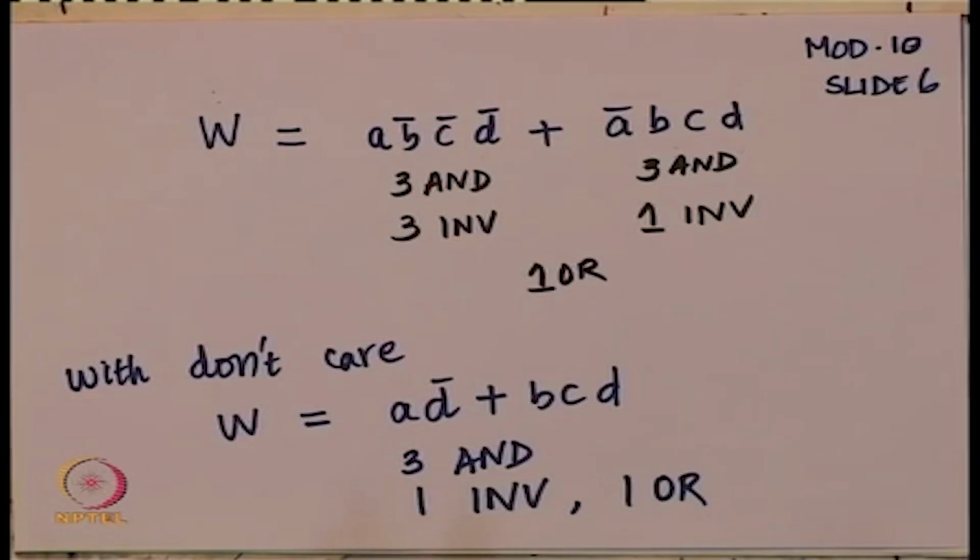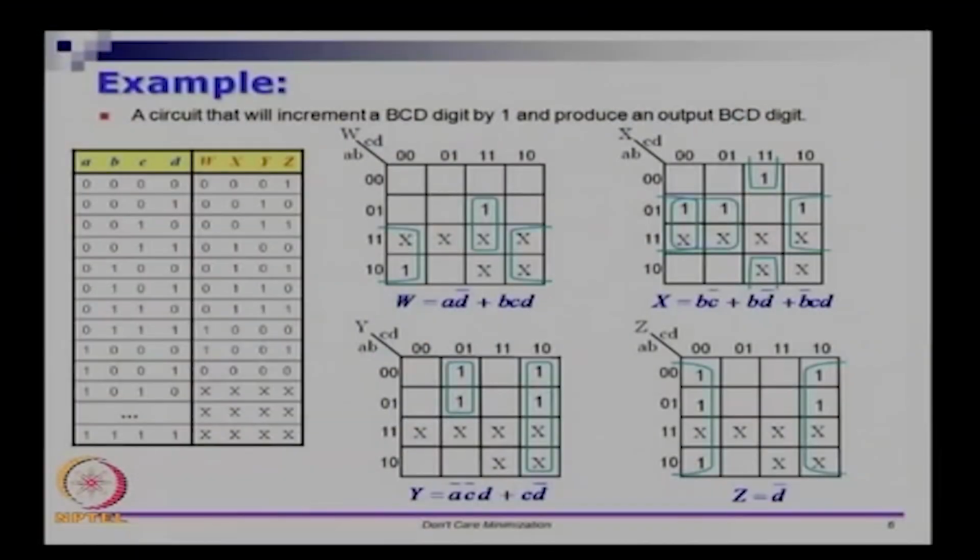If you are going to do POS minimizations, then do it the other way around. You treat the x's as zeros and combine them with zeros, but again remember not to combine all the x's if you don't need them at all. So this brings me to the end of the lecture.